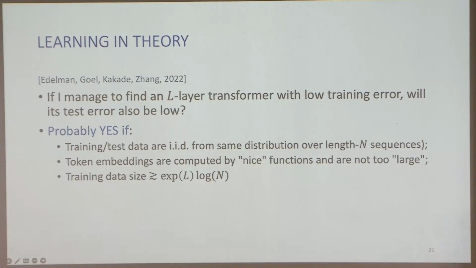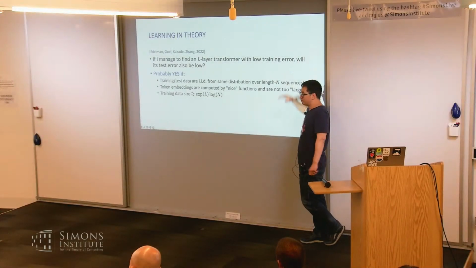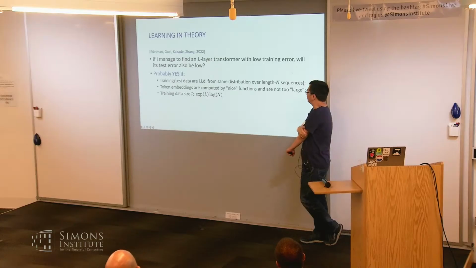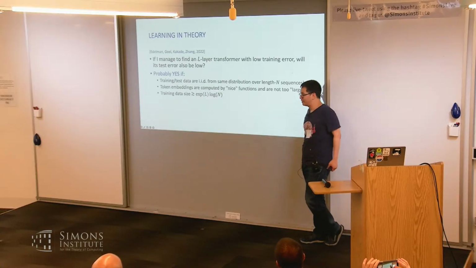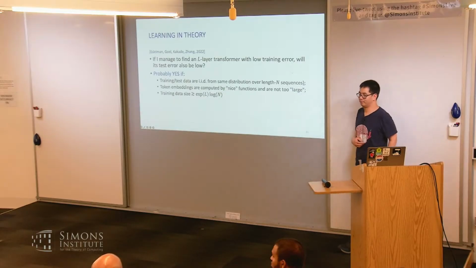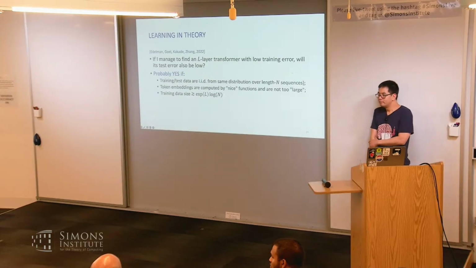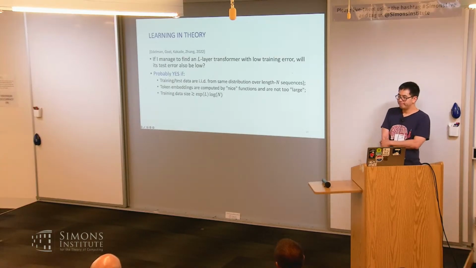There's low training error, and then how well will it work on new data? On new data that you haven't seen yet. Okay, how would the learning theory analysis differ for the transformer compared with other traditional architectures? Like what's new in the transformer?